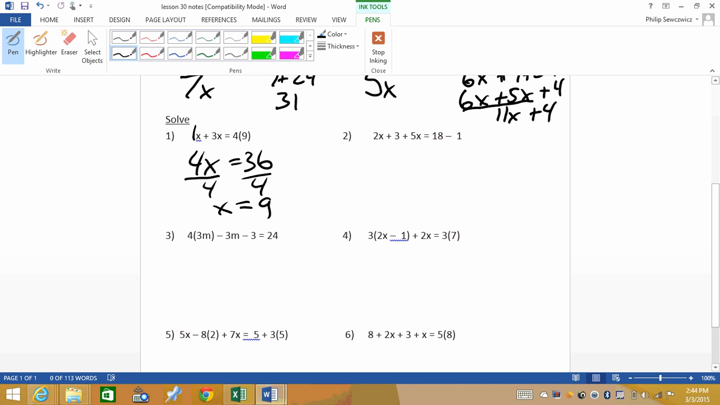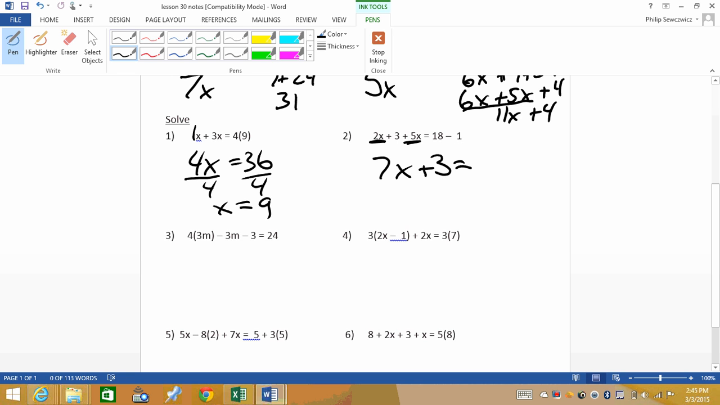Let's go on over to question number 2. Let's combine our like terms. I can combine the 2x with the 5x and get 7x. I do have a plus 3, and then I can't do anything here because they're not the same variables.